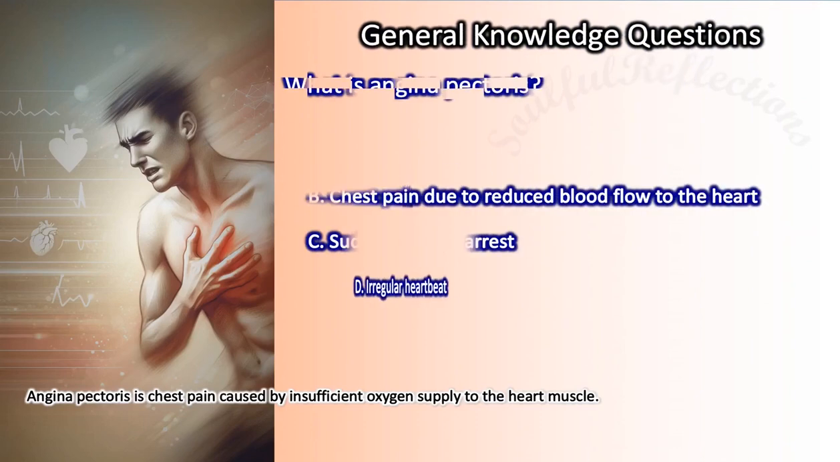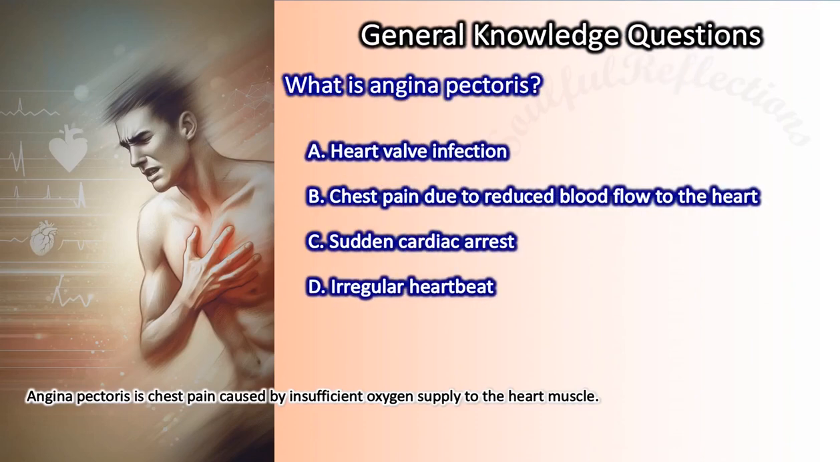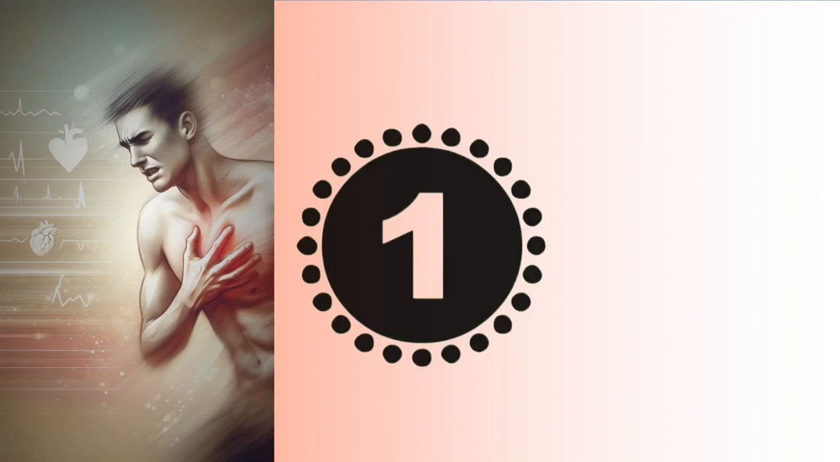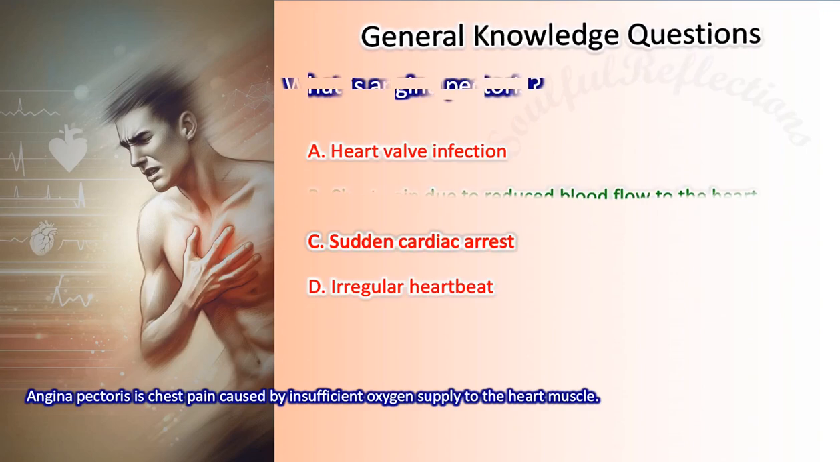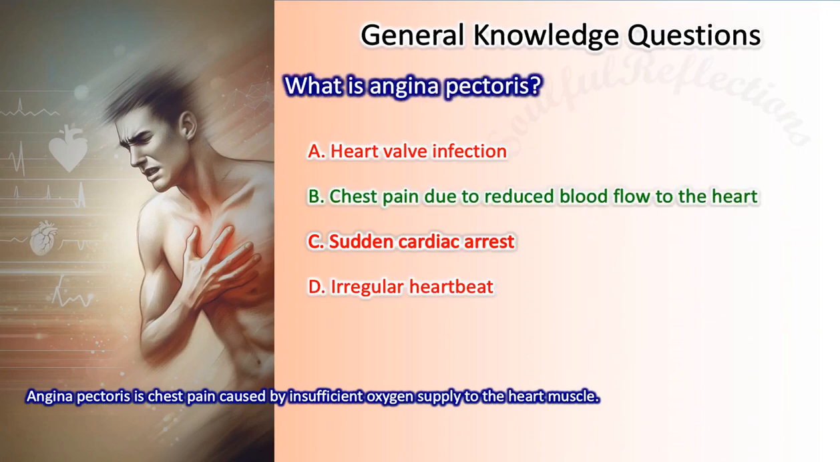What is angina pectoris? Option 1, heart valve infection. Option 2, chest pain due to reduced blood flow to the heart. Option 3, sudden cardiac arrest. Option 4, irregular heartbeat. The answer is Option 2, chest pain due to reduced blood flow to the heart.